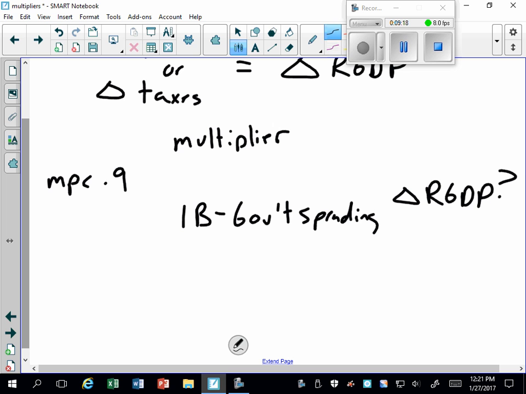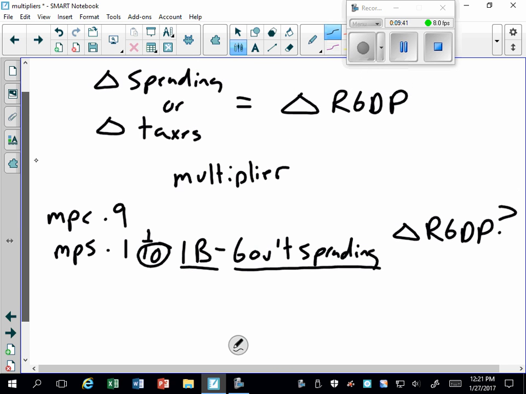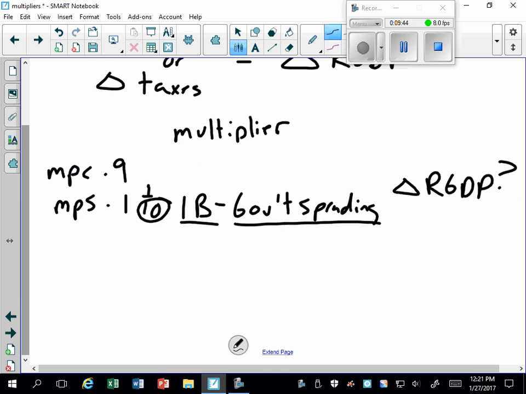Well, once again, they're telling you the MPC is 0.9, so the MPS must be 0.1 or 1/10. And that means all the spending multipliers are 10 in this scenario. The tax and transfer multipliers are going to be 1 less, so they're going to be 9. This is $1 billion of government spending, so you're going to use the government spending multiplier. The spending multipliers are all 10, so you would take this billion, multiply it by 10, and your answer is going to be $10 billion.